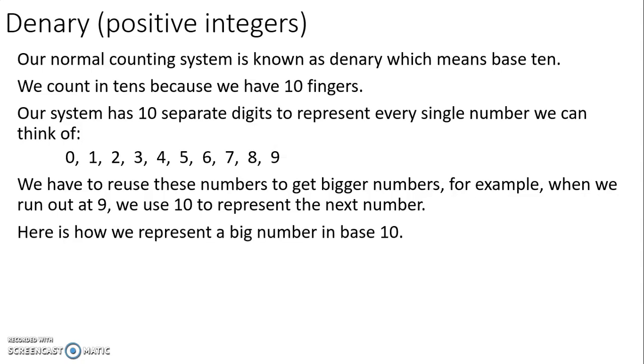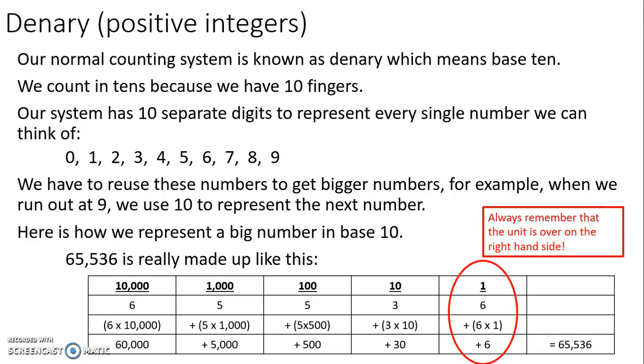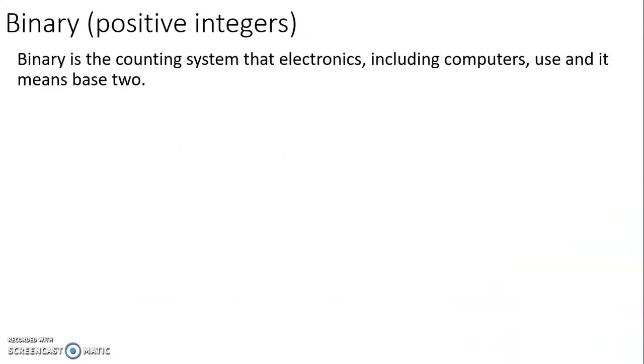Here is how we represent a big number in base 10. So the example is 65,536, but it's actually really made up like this. So we've got 6 pieces of 10,000, 5 pieces of 1,000, 5 100s, 3 tens, and 6 ones or 6 units. So all of those combined gives us the full total of 65,536. Always remember that the unit is over on the right hand side. Now that will come in really handy for denary to binary conversions and vice versa.